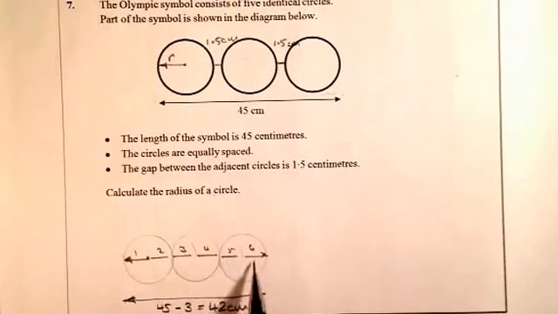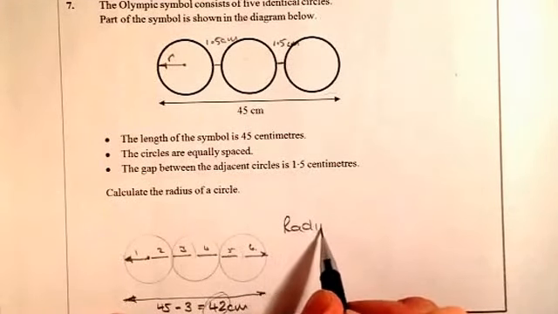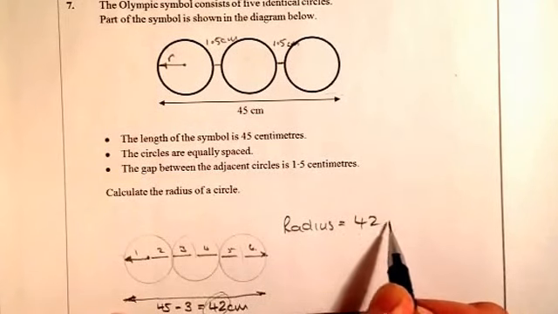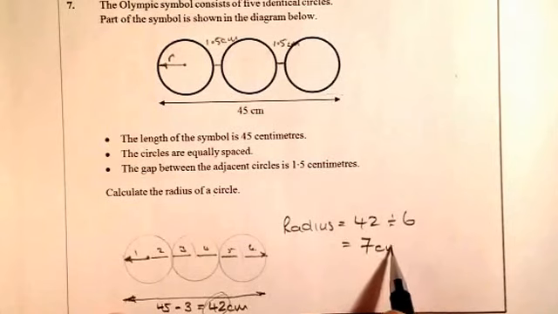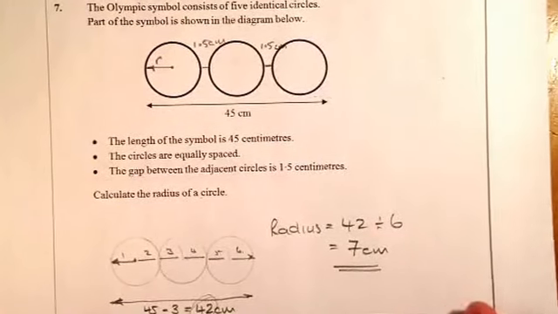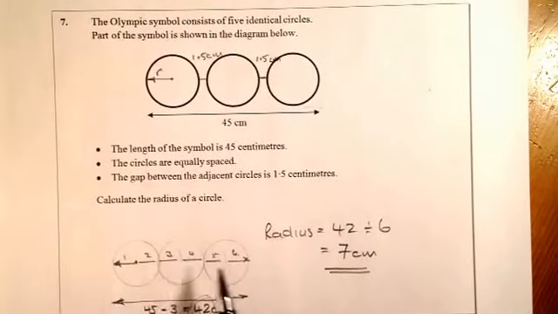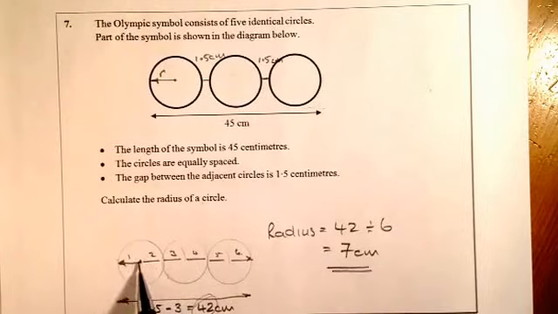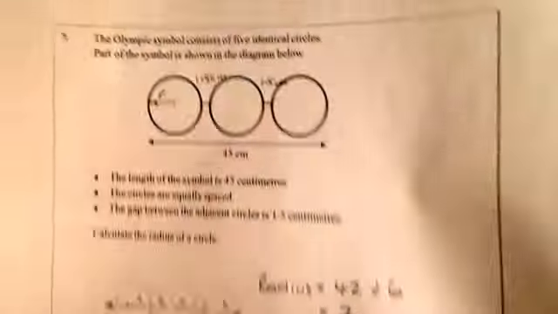What I'm going to do is, if I divide this number here, the total distance, by 6, I'll find out what the radius is. So the radius is equal to 42 divided by 6, which will give me 7, and we're working in centimetres. So that'll be 7 centimetres for the radius there. So a bit of problem solving, thinking about the gaps that you've got there, compress it in, make the circles all line up, and we know how many radii we've got in there. Okay.